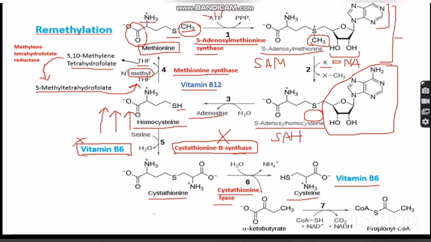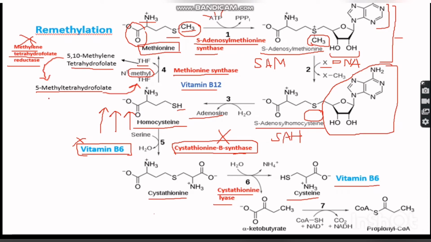So this is what happens in homocystinuria. So what happens in homocystinemia? In homocystinemia, the enzyme methylene tetrahydrofolate reductase is deficient. This enzyme is not working properly. The normal function of this enzyme is to convert 5,10-methylene tetrahydrofolate into 5-methyl tetrahydrofolate, which then donates its methyl group to homocysteine so that homocysteine can be converted back into methionine.